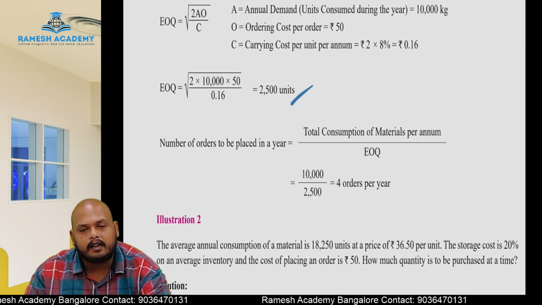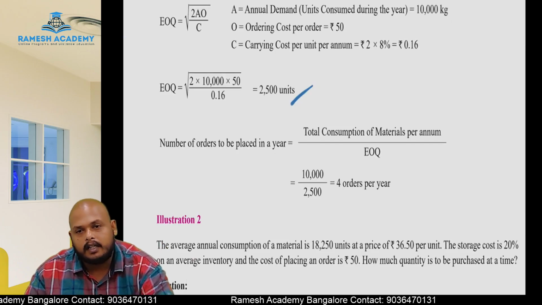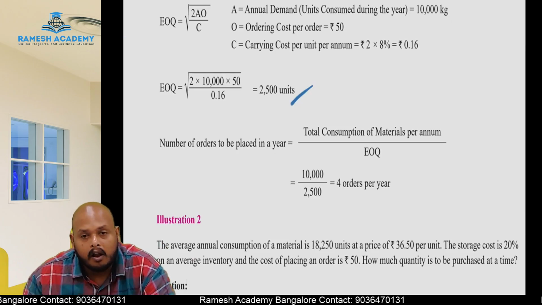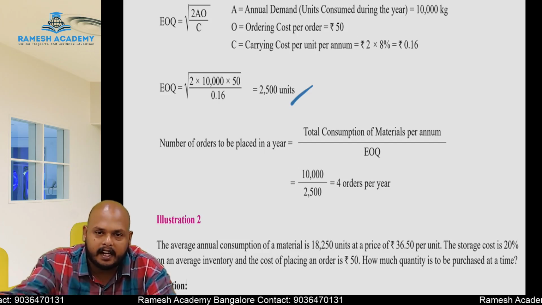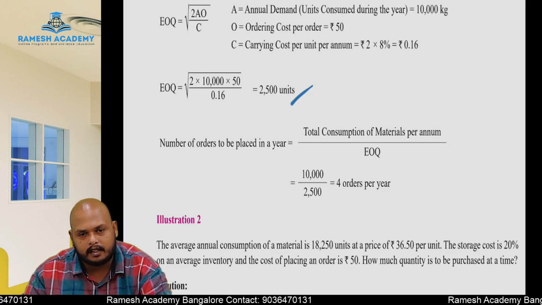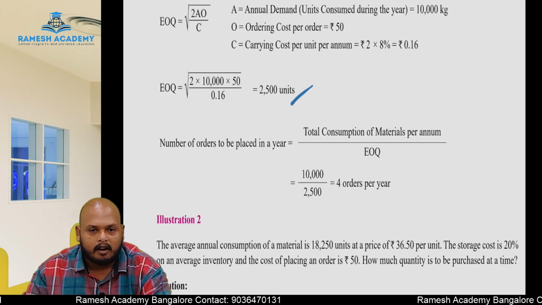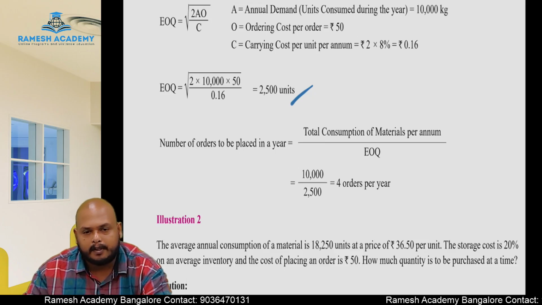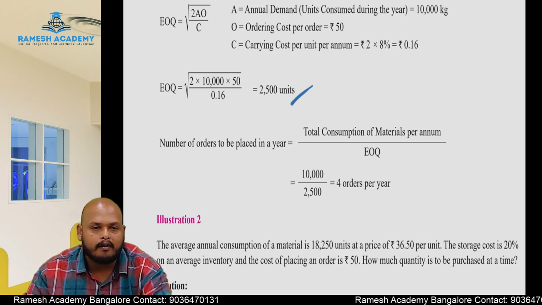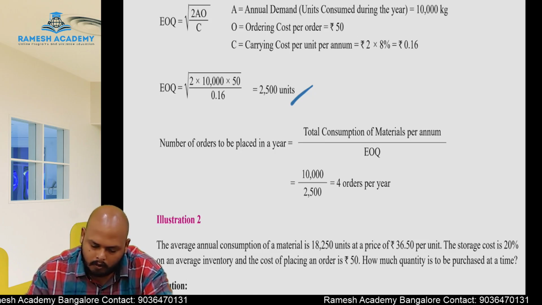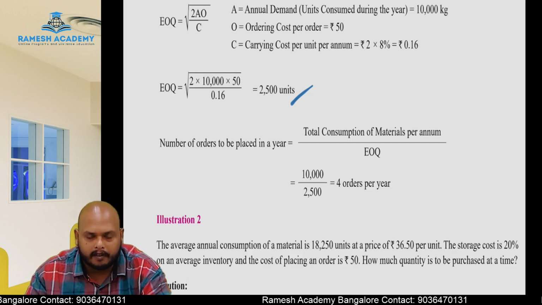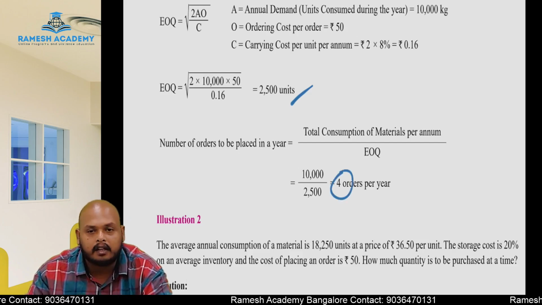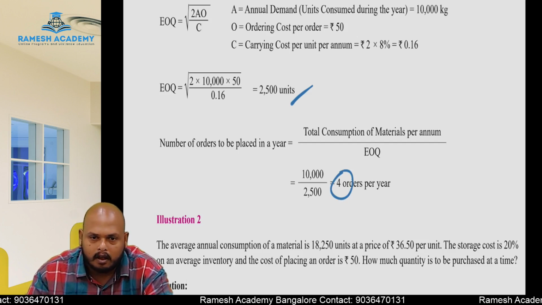Next, what is the second question he asked? How many orders are to be placed in a year? Yesterday we discussed the formula. The number of orders we place in a year is equal to annual demand divided by EOQ. What is the annual demand? 10,000 divided by what is the EOQ? 2,500. So how many orders we have to place? 4 orders per year.